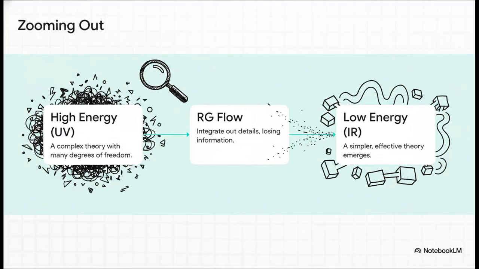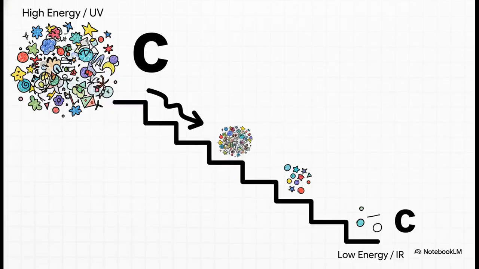So, in physics, a really common thing to do is to study a system by zooming out. We start with a really complicated high-energy theory, what physicists call the ultraviolet or UV theory. Then we kind of average over all the tiny, fussy details to get a simpler, more effective theory that works at lower energies, the infrared or IR theory. This whole process is called renormalization group flow. And the c-theorem gives us a simple, unbreakable rule for this whole process. The central charge of the high-energy theory you start with, c_UV, has to always be greater than or equal to the central charge of the low-energy theory you end up with, c_IR.